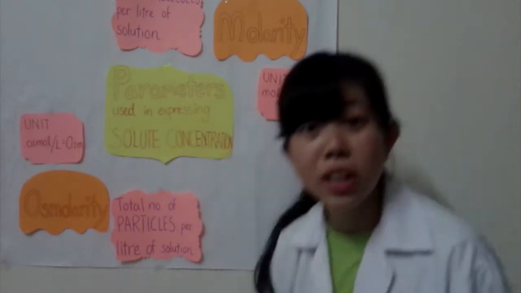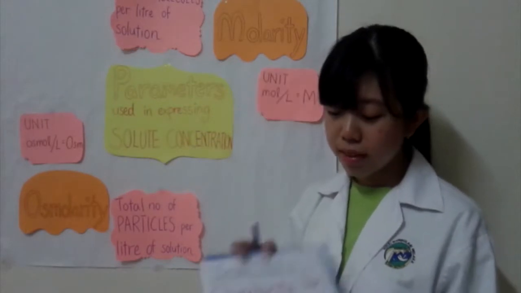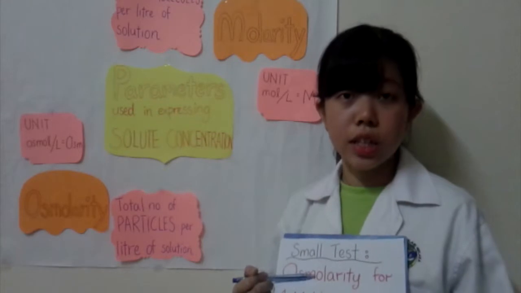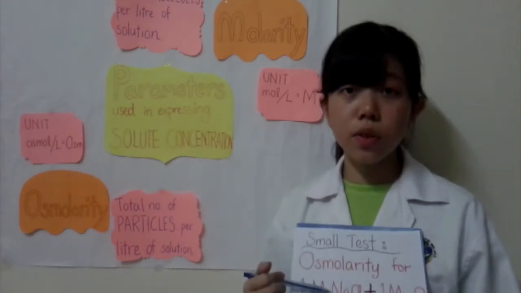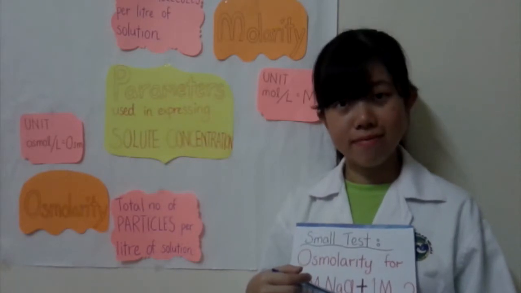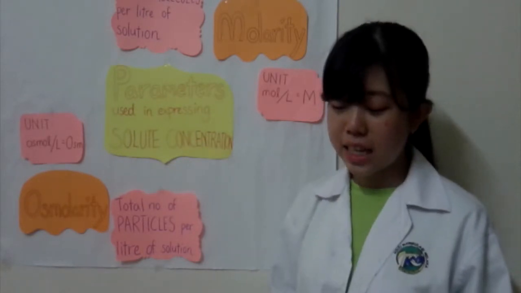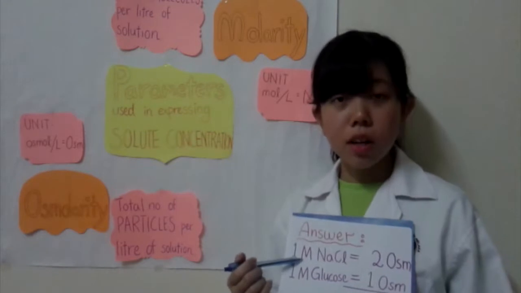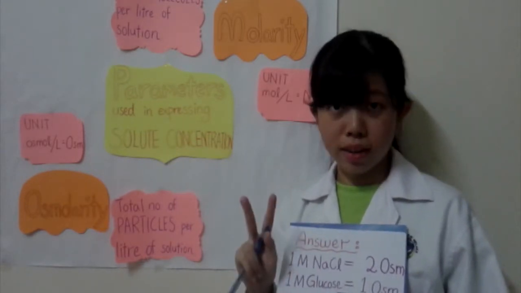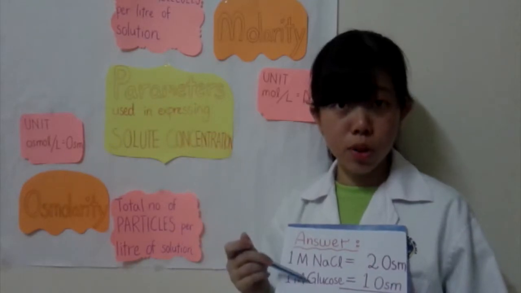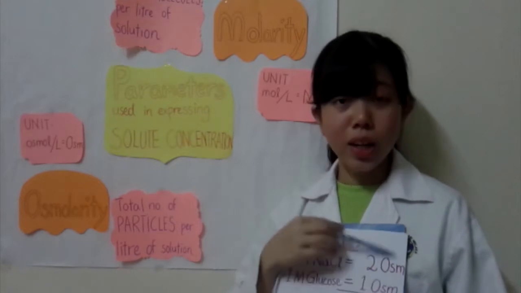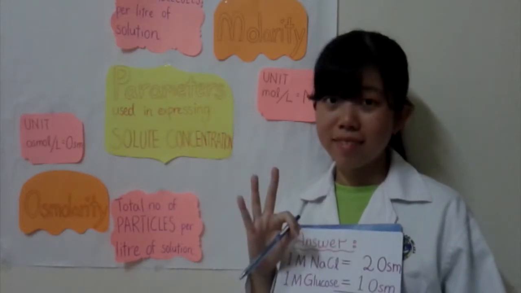So let's have a small test. What is the osmolarity of the solution containing 1 molar of sodium chloride plus 1 molar of glucose? Let's see. 1 molar of sodium chloride equals 2 osmolar, while 1 molar of glucose equals 1 osmolar. So totaled up, we have 3 osmolar.